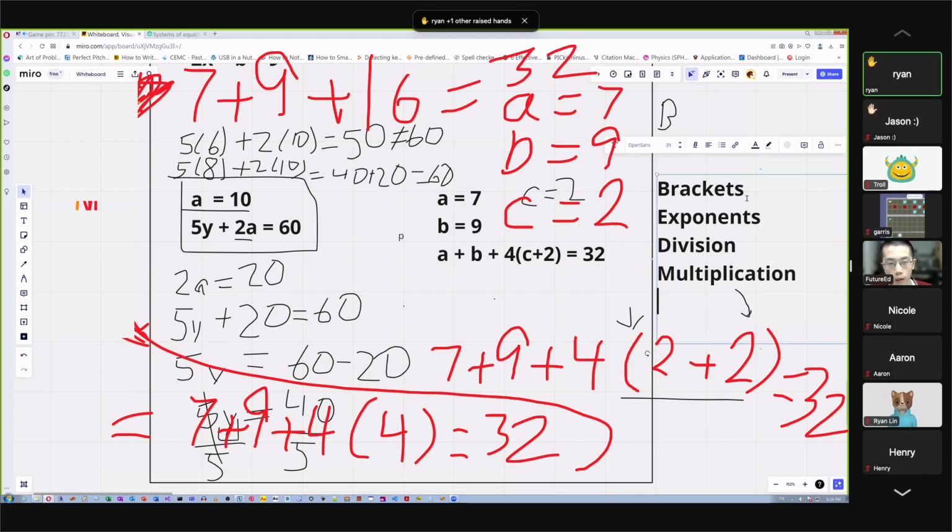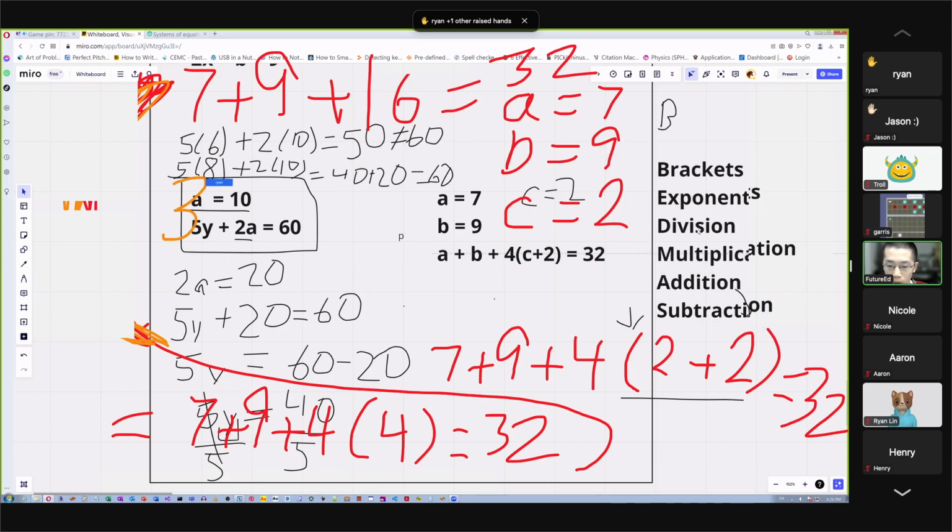Subtraction. Subtraction? Or maybe the S is before the A? Well, it doesn't matter because addition and subtraction are on the same level. So addition is the next one. You can put subtraction first if that comes first, but it's not that big a deal. So we have multiplication, addition.